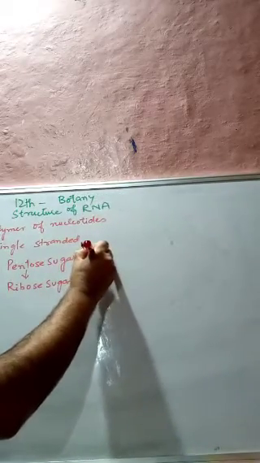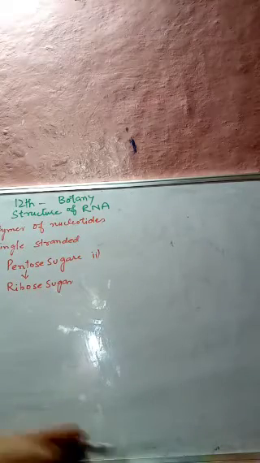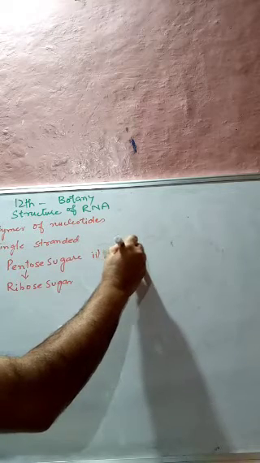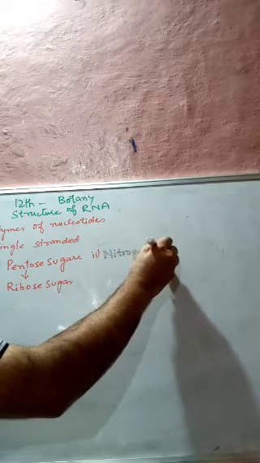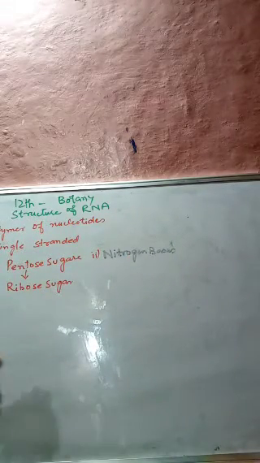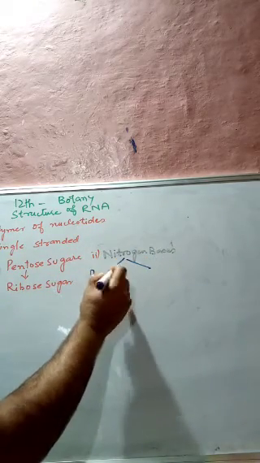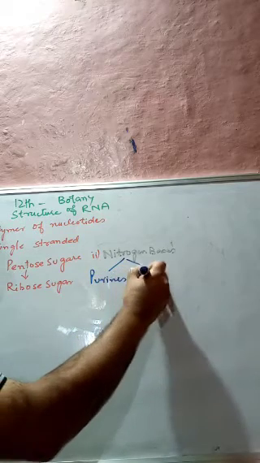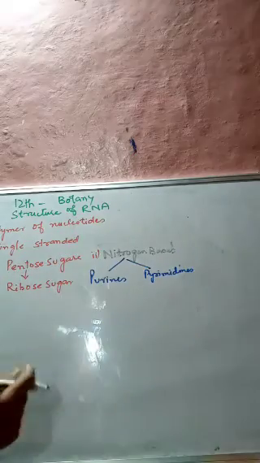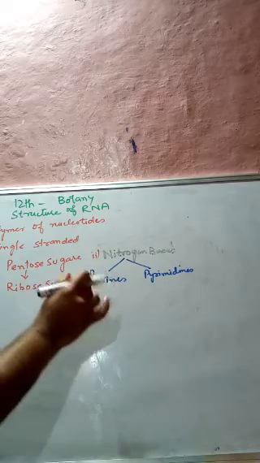Second, it consists of these nitrogen bases. The nitrogen bases are of two types. First one, purines, and pyrimidines. The purines are the same as we have studied in the DNA. Purines are the same as what we read there.